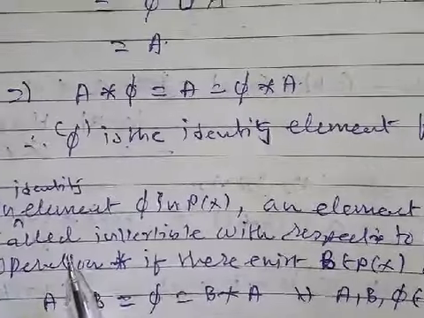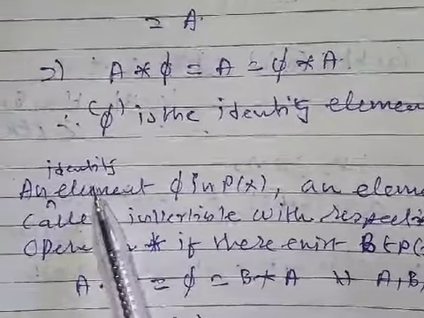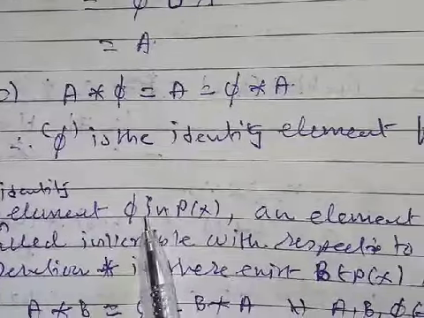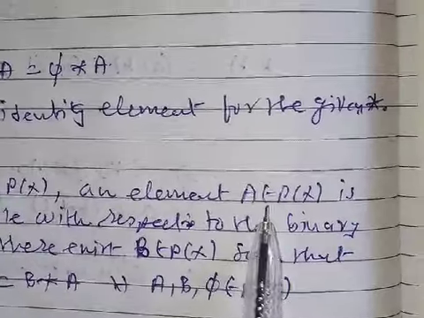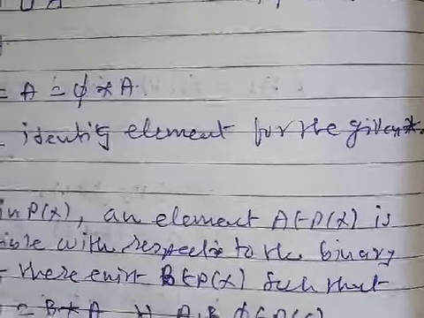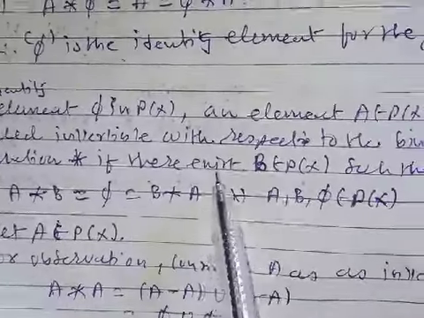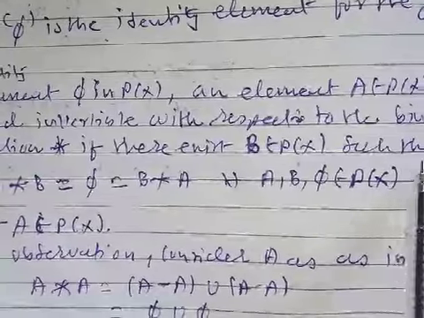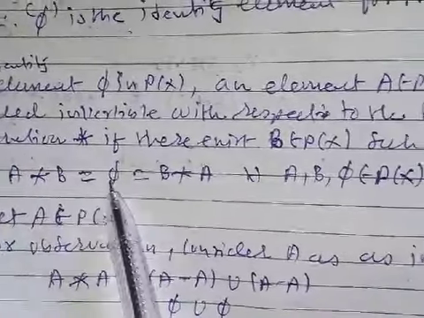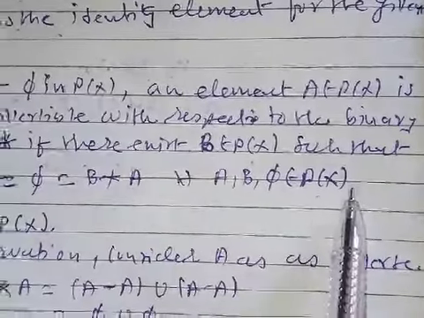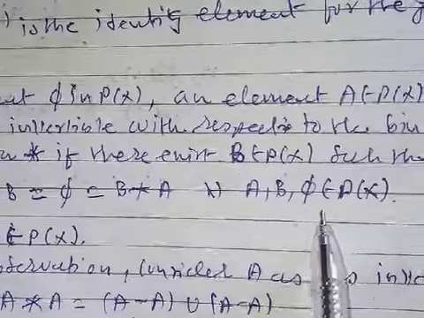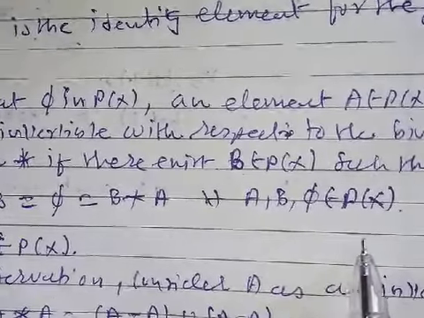So what is the definition of identity or inverse element? Given an identity element E in P(X), an element A belonging to P(X) is called invertible with respect to the binary operation star if there exists B belonging to P(X) such that A star B is equal to E is equal to B star A. Since what we want to prove? We want to prove A inverse is equal to A.